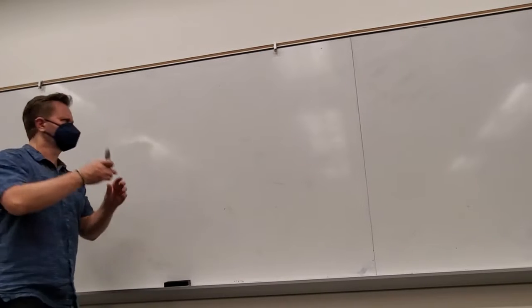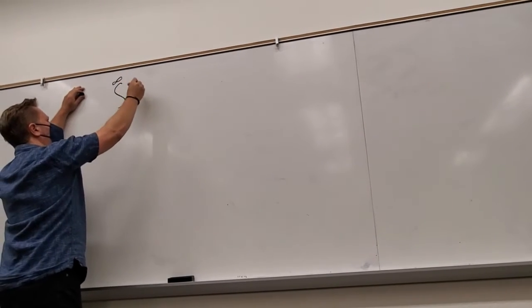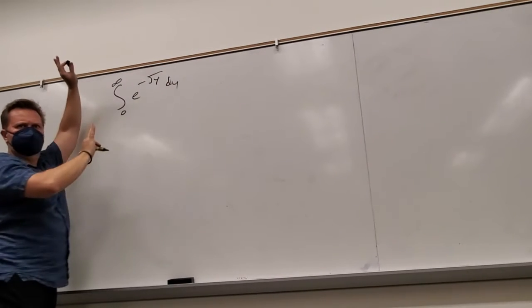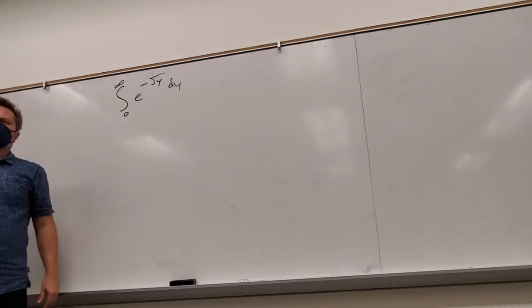So I'm sorry, what was it? Integral from 0 to infinity of e to the negative root y. That's what 7-8 was. Oh my god. Yeah, alright. What homework is that? 7.3. I have to do this chapter.